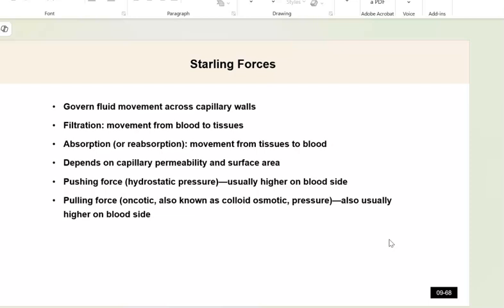Starling forces are at play, where fluid movement across the capillary walls is governed by these forces. Filtration is movement from blood to the tissues. Absorption is movement from the tissues into the blood. This depends on the capillary permeability and the surface area. The pushing force is our hydrostatic pressure, and the pulling force is our colloid osmotic or oncotic pressure, usually higher on the blood side.